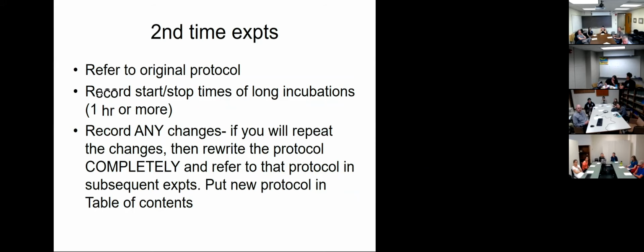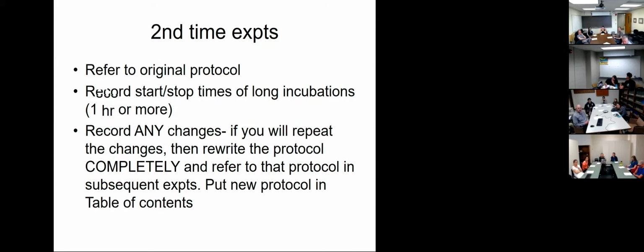If you're going to make that change permanent, and once you've figured it out, you probably want to write out your entire protocol again, and then reference that protocol rather than the first protocol. Okay? Put that new protocol in your table of contents so you know where to find it.